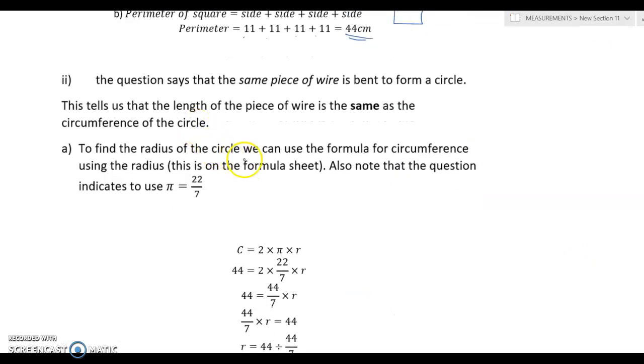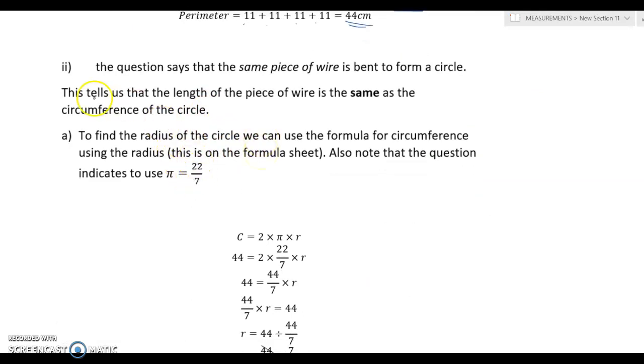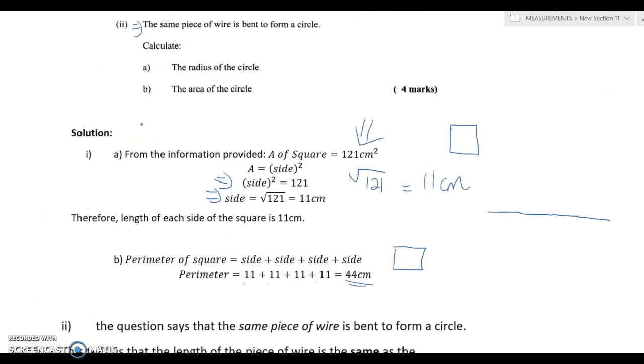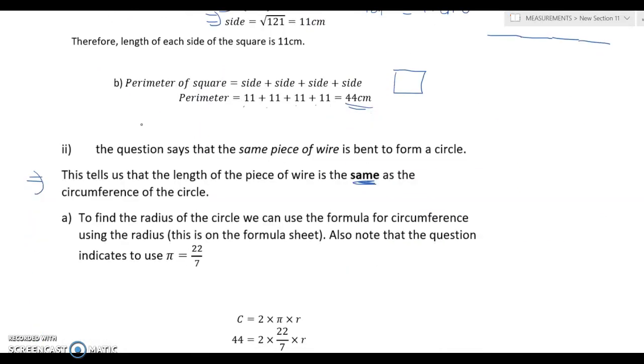So this question tells us that the same piece of wire is bent to form a circle. And as I said just now, this tells us that the length of the piece of wire is the same as the, I shouldn't say circumference, that's the wrong thing I wrote there. It's the same as the perimeter of the square. So this should be perimeter of the square, which was 44 cm. Now, first we need to find the radius and then the area of the circle.